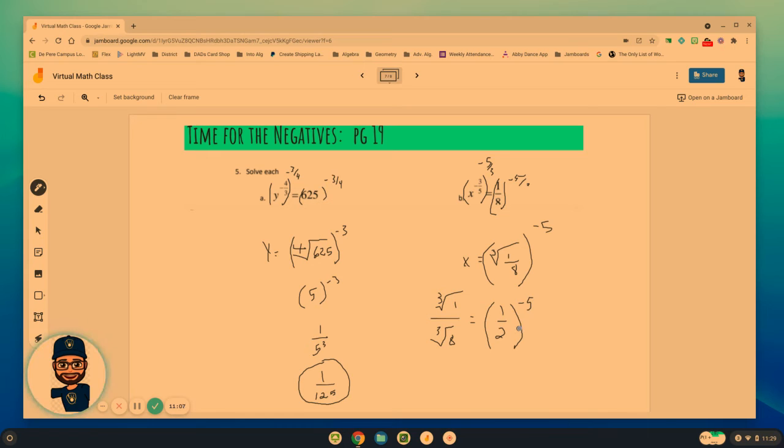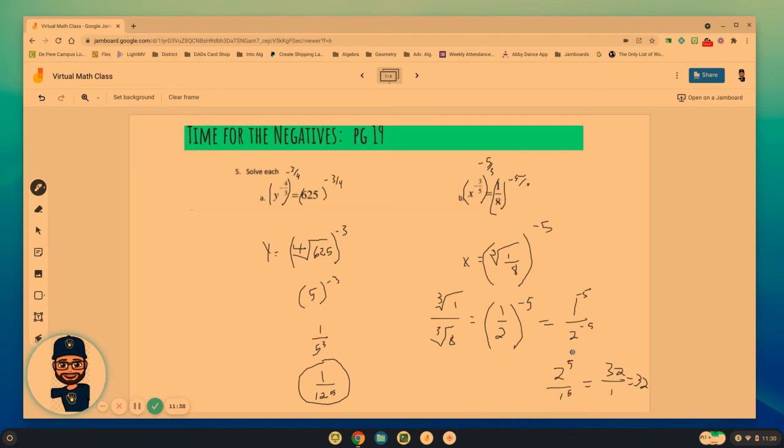Now the rule for powers was this power gets applied to both, 1 to the -5th power over 2 to the -5th power. And the rule again for negative exponents was if it's on the bottom, move it to the top. If it's on the top, move it to the bottom. 2 to the 5th is 32. 1 to the 5th is 1, so we get an answer of 32.